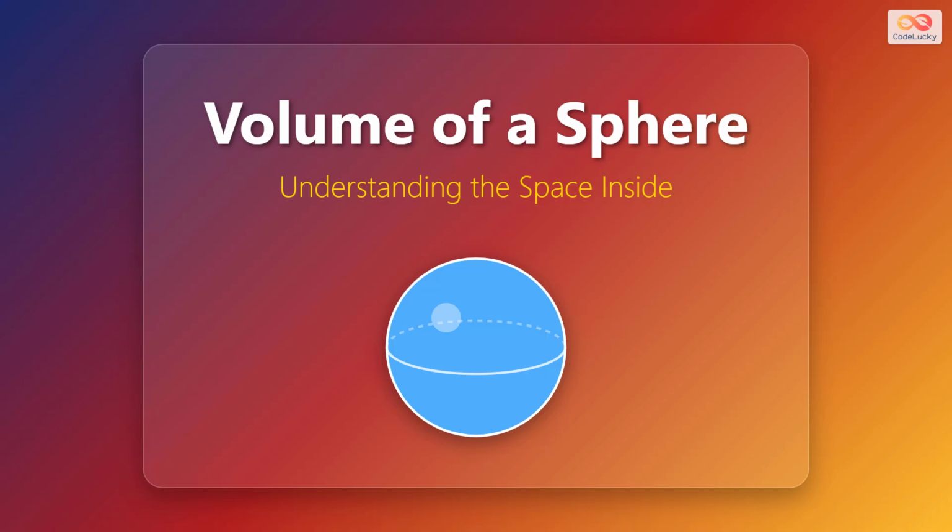Welcome to this geometry lesson. Today, we are going to explore the volume of a sphere. We will learn what it is and exactly how to calculate the space inside it using a special formula.